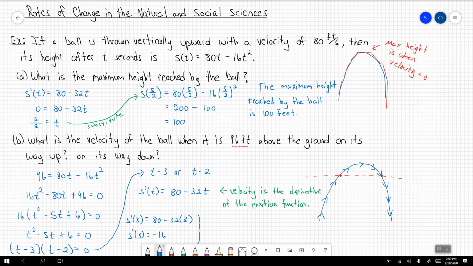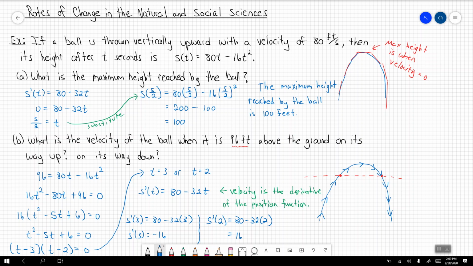Okay, so we have s prime at 2, and this is going to be 80 minus 32 times 2. And this here is going to get us a positive value. So this is going to be 80 minus 32 times 2. We just get 16. Awesome.